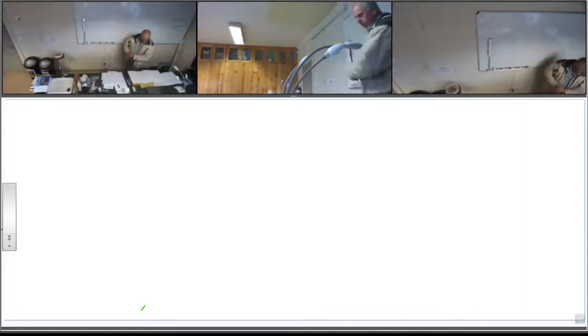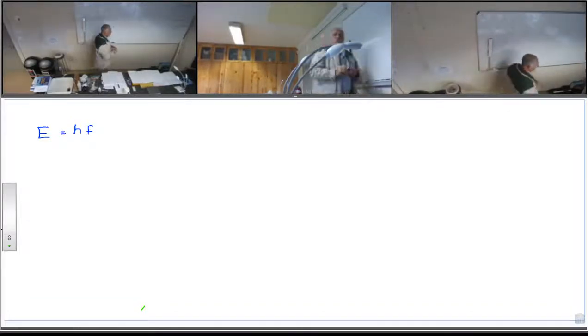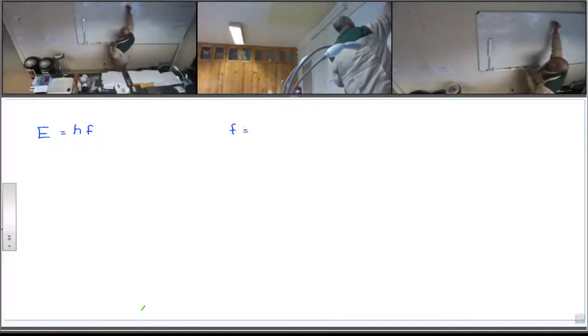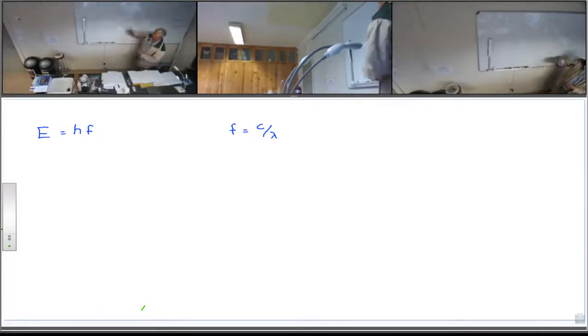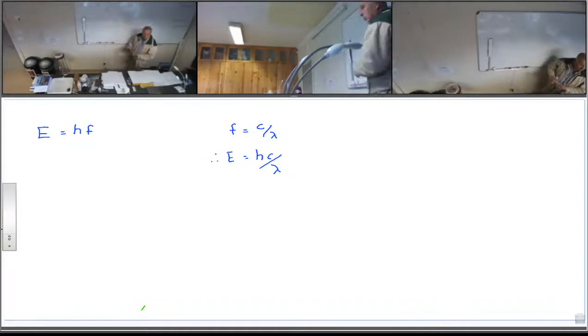Yesterday, I gave you an example to do for homework. Calculate the energy of a photon of light having a wavelength of 2 times 10 to the minus 10 meters. Am I right? And your formula is E equals hf. Now, I haven't given you the frequency, I've given you the wavelength. You've got two ways of doing this. One way is to say that f is equal to c over lambda. So then that would therefore be E equals hc over lambda. You do it that way.